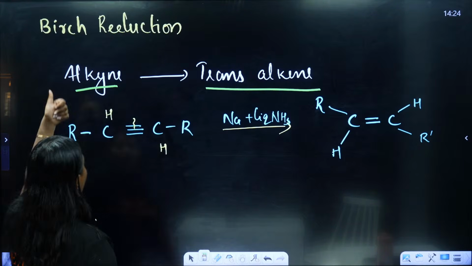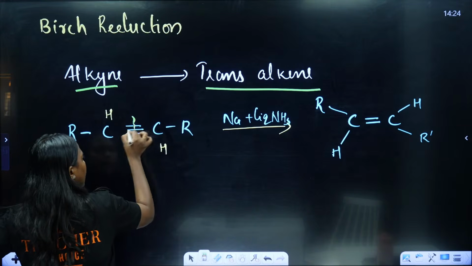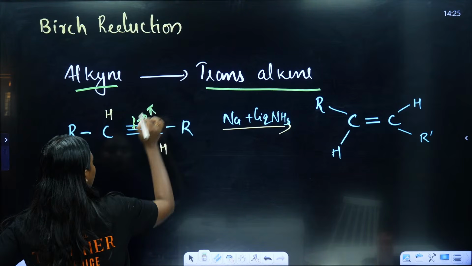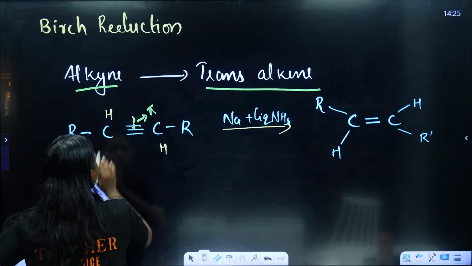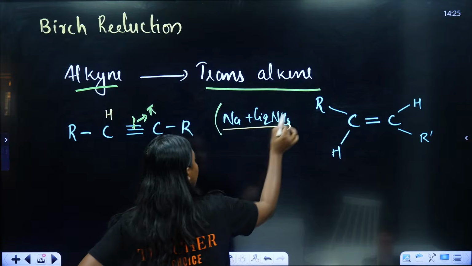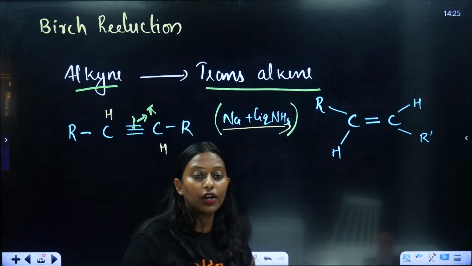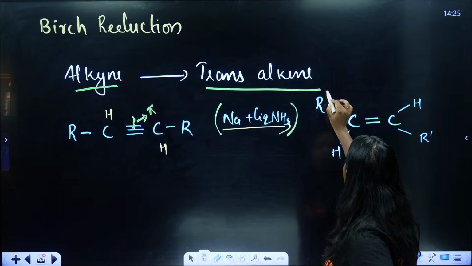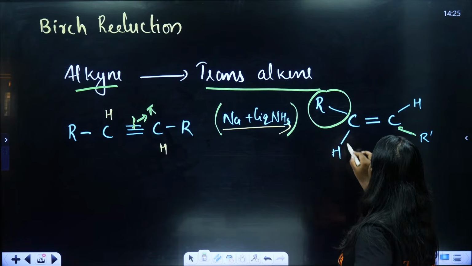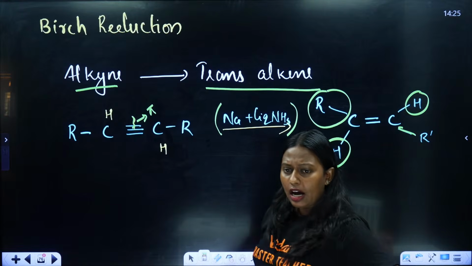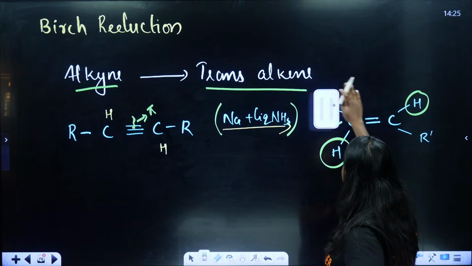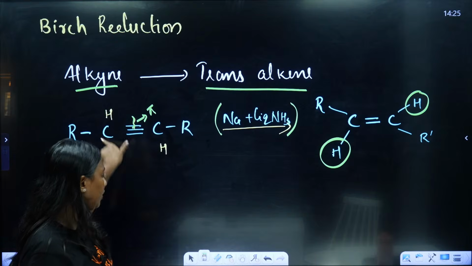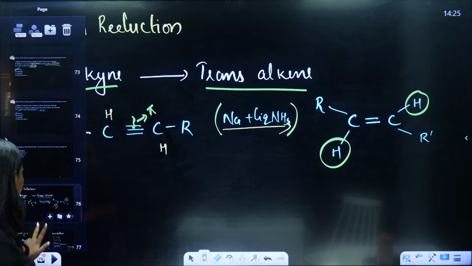So alkyne is a triple bond. What will happen? Only one pi bond will break, and hydrogen comes on the two sides. Here the reagent is very important: sodium and liquid ammonia is the reagent. So here you are getting trans. Alkyl group here and alkyl group here, hydrogen and hydrogen on opposite sides. The alkyl group may change. Hydrogen, hydrogen are opposite, so it is trans. Is it clear, guys? The added hydrogens come on opposite sides, so it's trans. Clear?